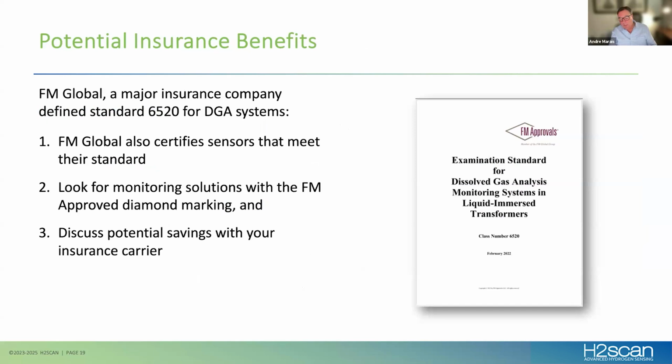Then there's the potential insurance benefits. This is the second to last benefit, in addition to all the technical aspects. FM Global is a major insurance company, and they created a standard 6528 for online DGA systems for liquid immersed transformers. FM Global will also certify sensors that meet that standard, and they'll allow you to put the FM Global approved diamond on it. So our recommendation is to look for monitoring solutions with the FM approved diamond marking, and then discuss the potential savings with your insurance carrier, especially if FM Global is your carrier.